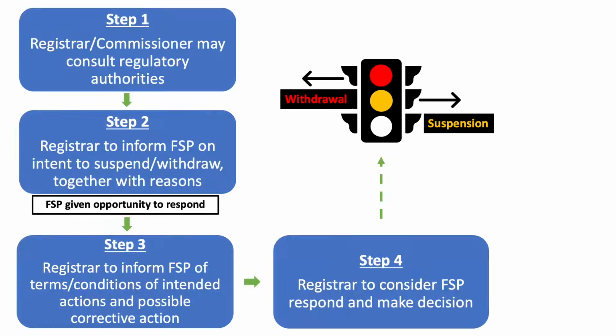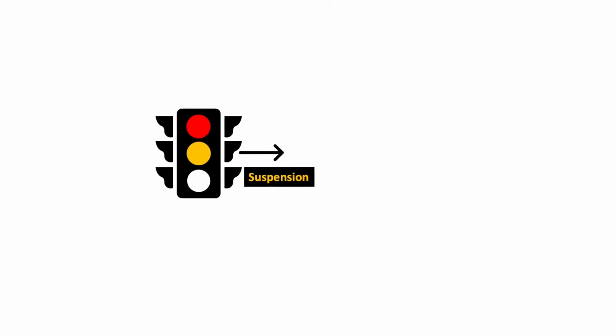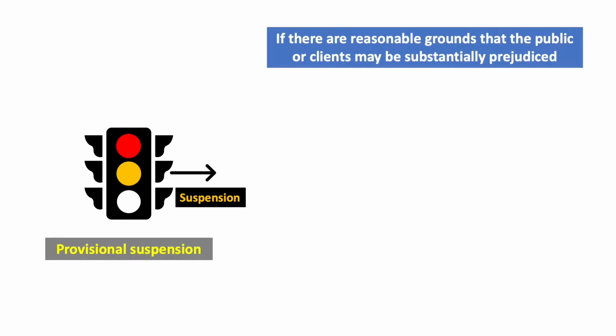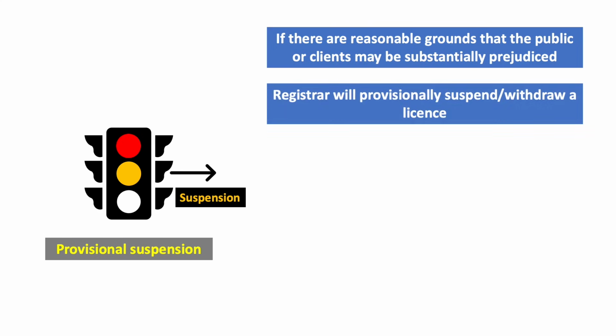We discussed that in order for a license to be suspended or withdrawn, the registrar must follow certain prescribed steps. There is, however, an exception to this. Where the registrar has reasonable grounds to believe that actions of an FSP may be causing serious financial harm to clients or the public, then the registrar can provisionally suspend or withdraw a license without following the prescribed steps mentioned earlier.